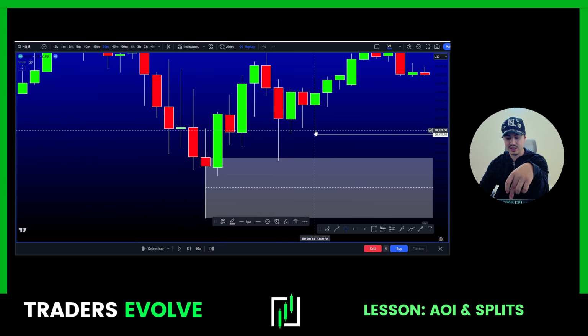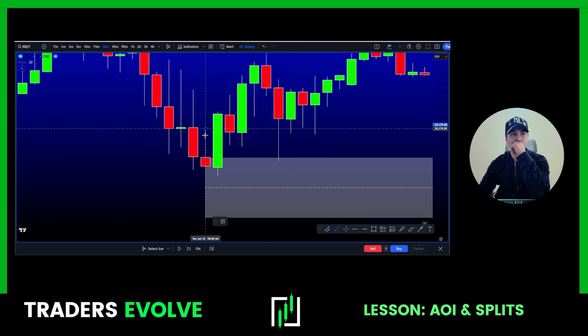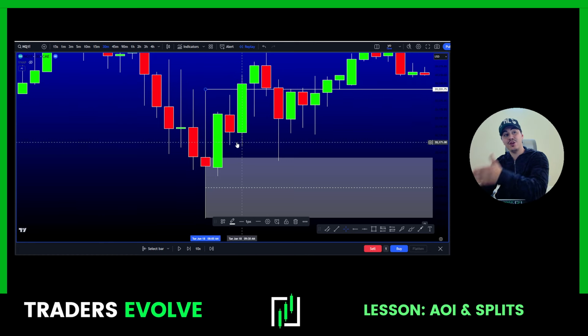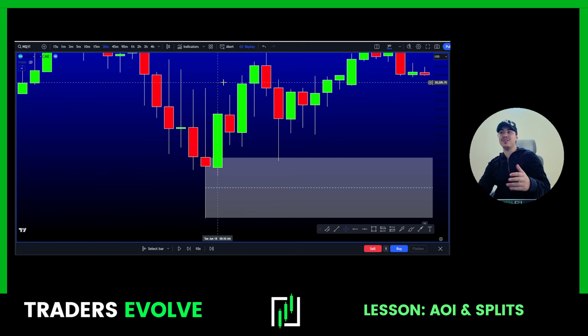So let's say, let's remove this very quick, let's say the wick was like this. That is not a zone. You're not going to mark this as an AOI. You're not going to say, oh my gosh, look, we have an AOI right here. No, because that wick is more aggressive than the aggressive candle, meaning that buyers already got up there and they were brought down. So that's not an area of interest, okay?